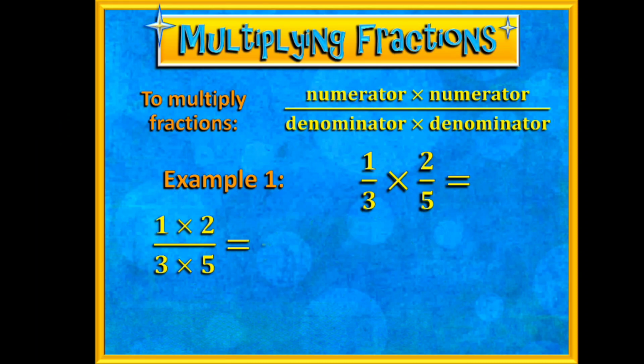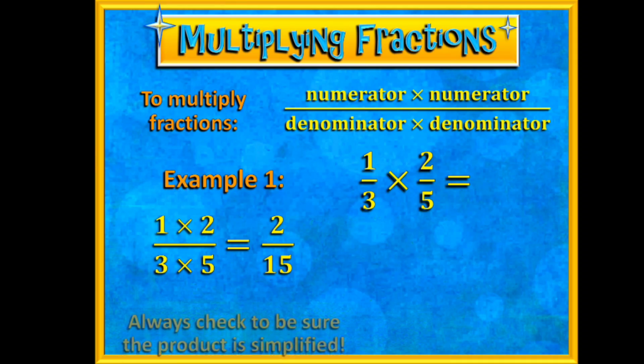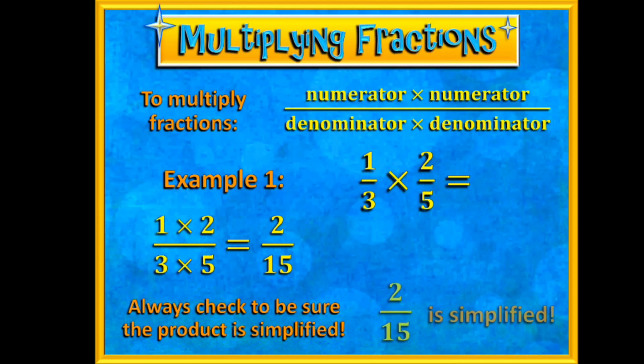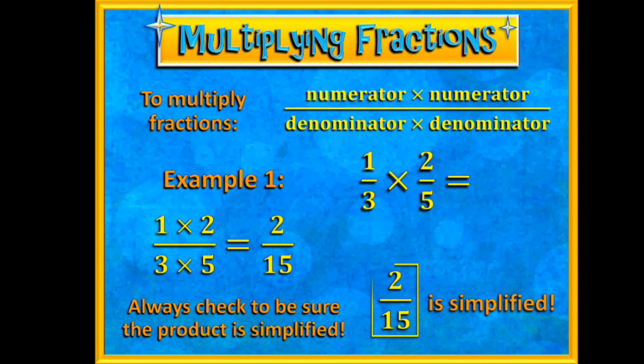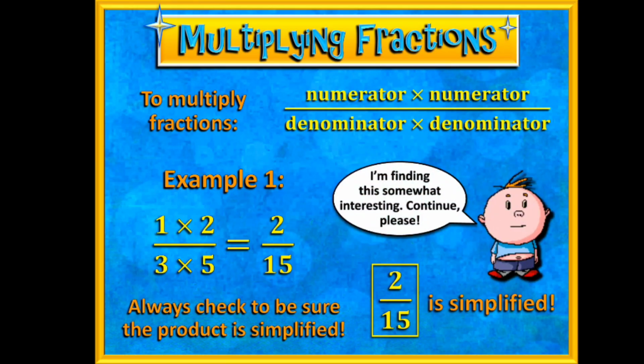Okay? So this time, our answer is 2 in the numerator. And in the denominator, we have 3 times 5. So of course, our answer is 15. So our final answer is 2 over 15. But always check to be sure that the product is simplified. So 2 over 15 is already simplified in lowest terms. That means the GCF of 2 and 15 is only 1. So there is no need for us to simplify it.